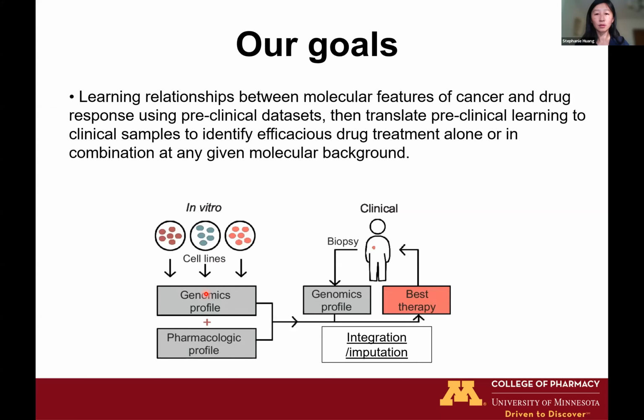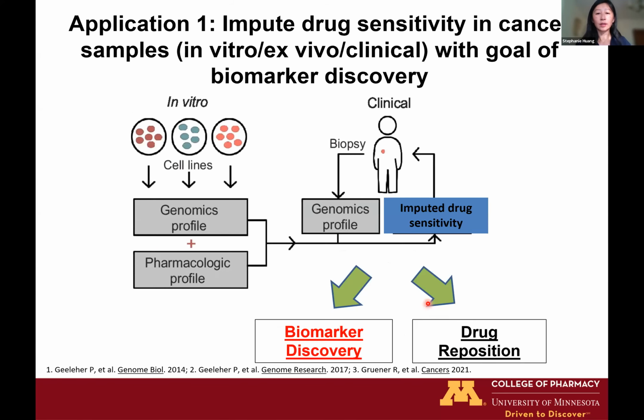and also the collection of drug response information to learn the relationship here, and then apply the relationship matrix to the patient clinical genomic or molecular profiles, which enable us to impute potential drug response in patients. So you can see we are applying this to several different areas of interest.